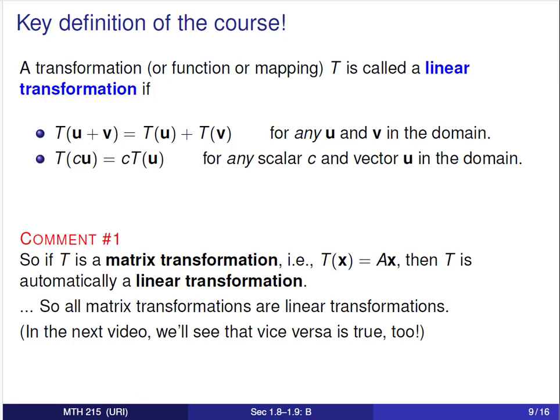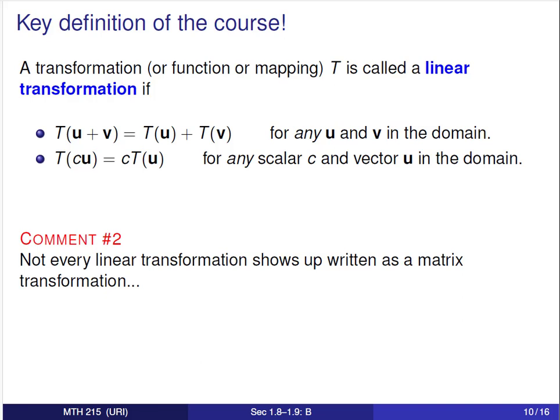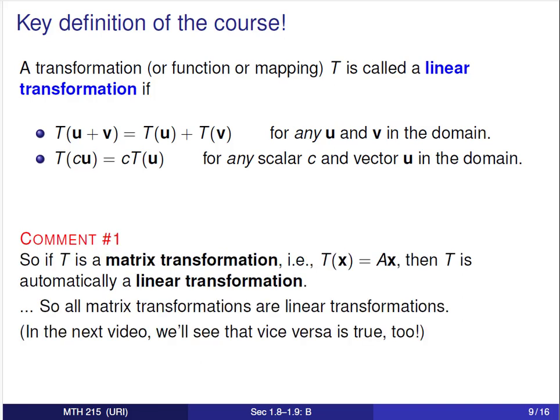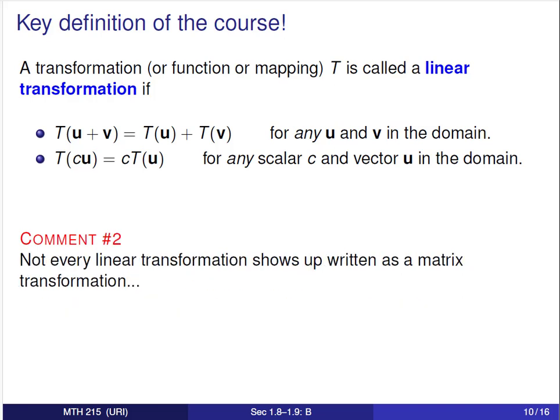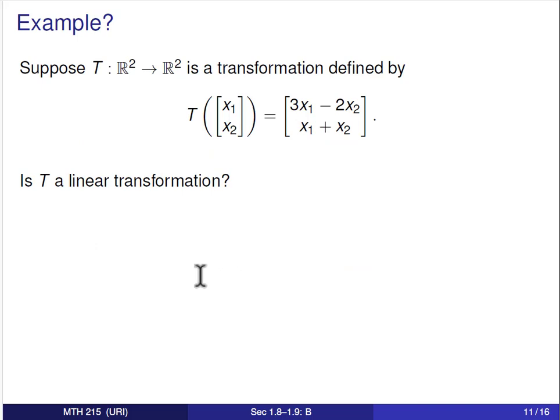But moving on to a second comment. Not every linear transformation shows up written as a matrix transformation. We'll show that actually you can write it as a matrix transformation, but that may not be how it originally is presented to us. As a couple of examples, let's start by taking a look at a map. This is not a matrix transformation because it just takes a vector and spits out a vector, and the rule is that you use the entries of the vector to generate the entries of the output vector. So T of x1, x2 is going to be 3x1 minus 2x2 and then x1 plus x2.